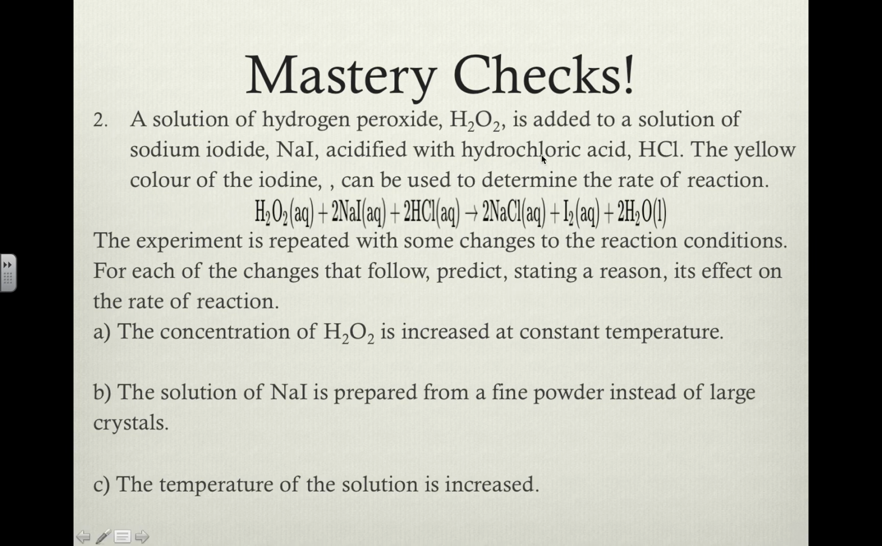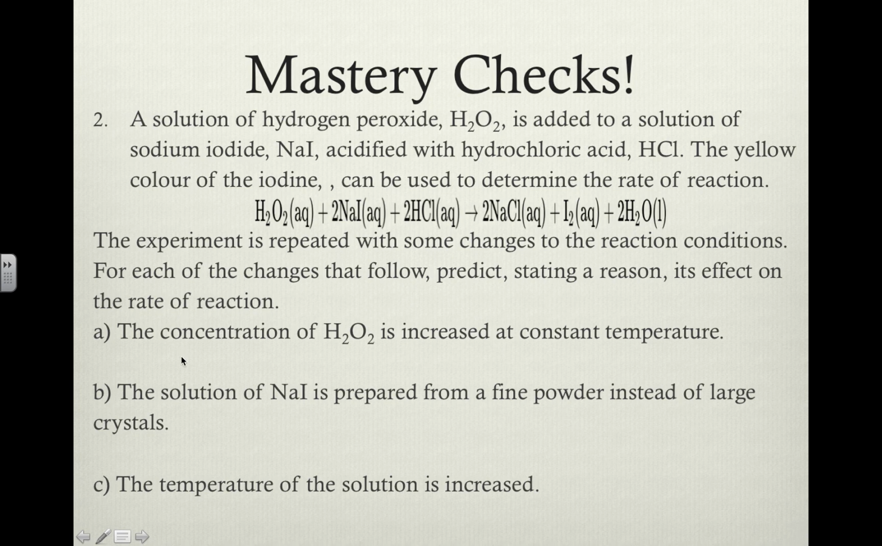All right, here's your second one that'll be on your mastery checks. A solution of hydrogen peroxide is added to a solution of sodium iodide and acidified with hydrochloric acid. The yellow color of the iodine can be used to determine the rate of the reaction. The experiment is repeated with some changes to the reaction conditions. For each of the changes that follow, predict, stating a reason, its effect on the rate of reaction.